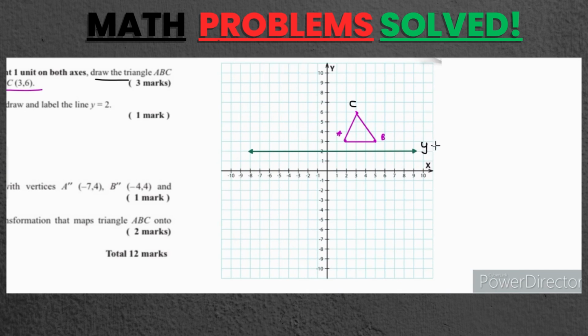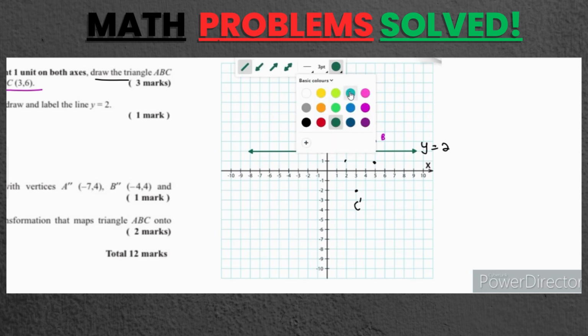This is y = 2, right? So we have to draw the image of this triangle. First of all, how many points? 1, 2, 3, 4 up, 1, 2, 3, 4. Point C will become here, point B will become here, and point A will become here, right? So we have to join these points.